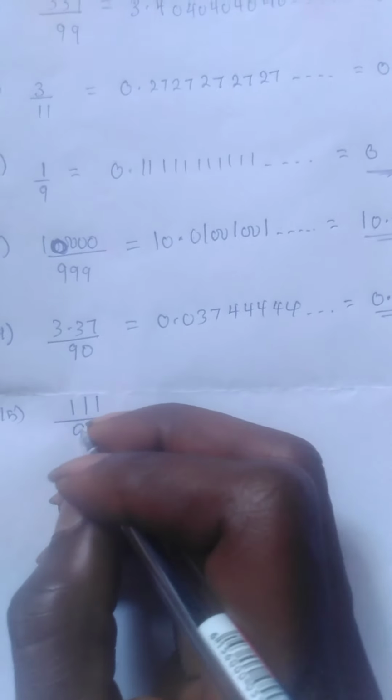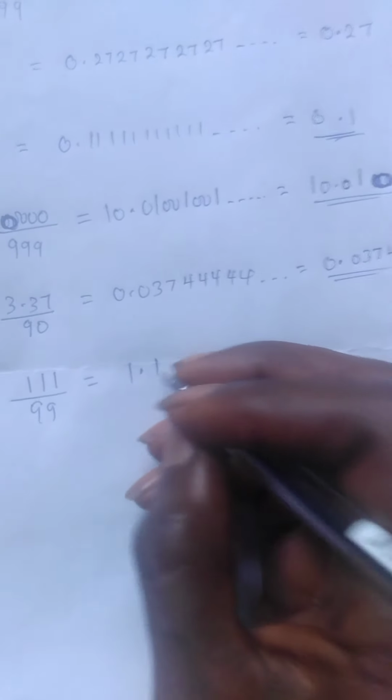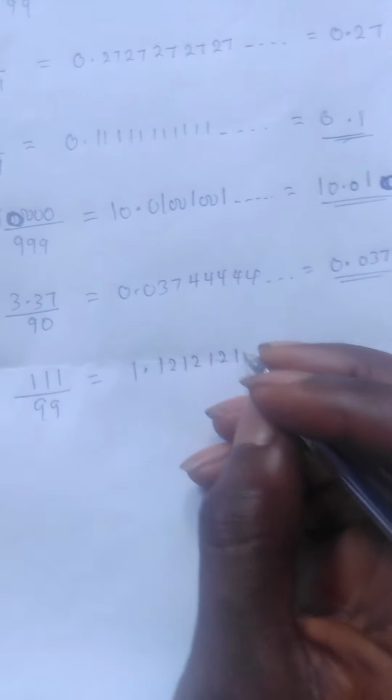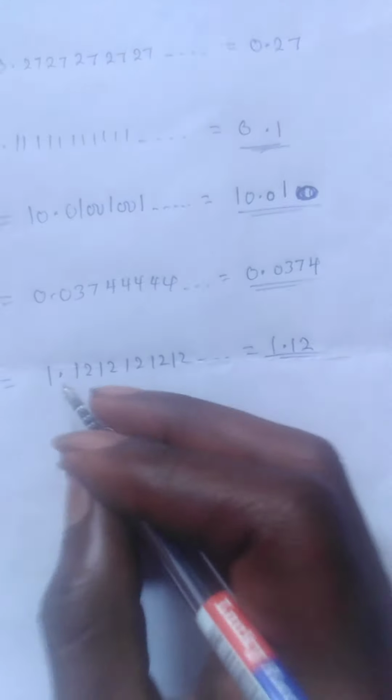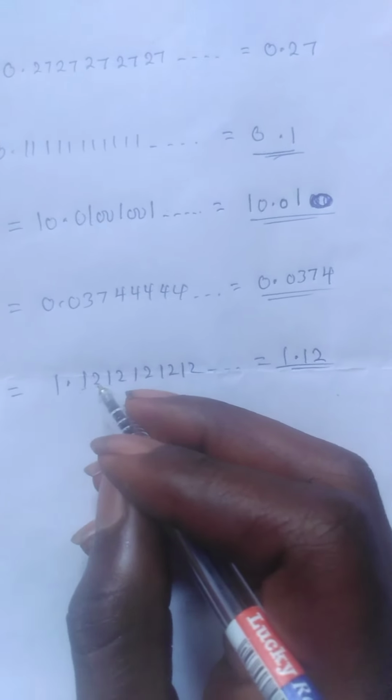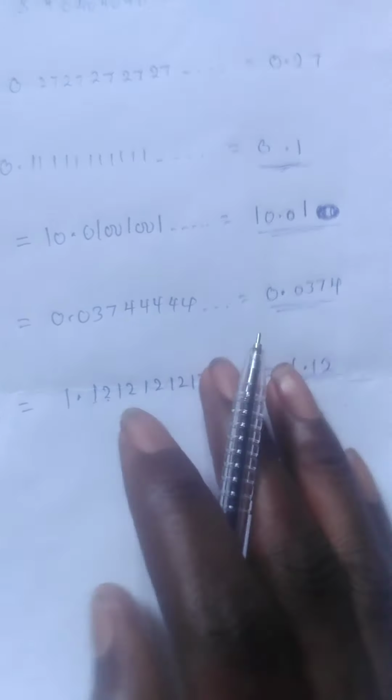Example 15, we have 111 over 99. 111 divided by 99, that gives 1.1212, and it repeats itself. So we just simply say 1.12. Since this group of figures repeat itself, 1212, then we just put it there, 12.